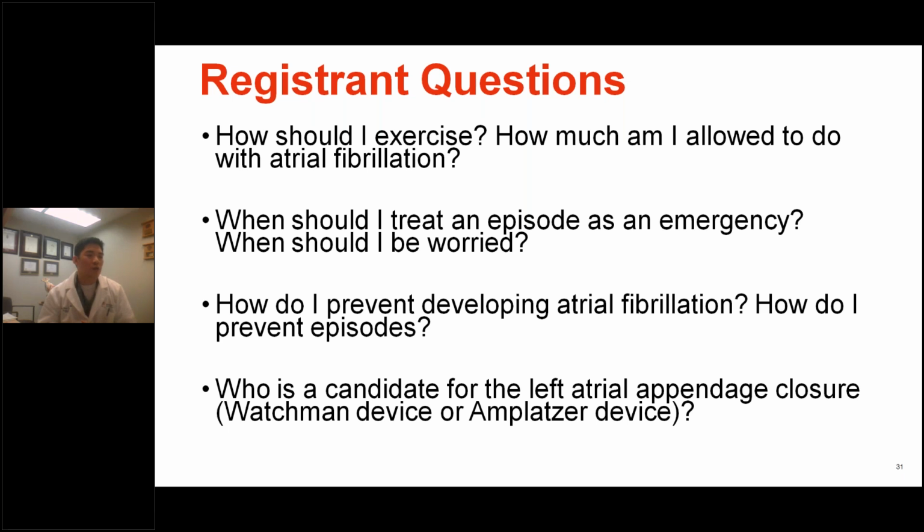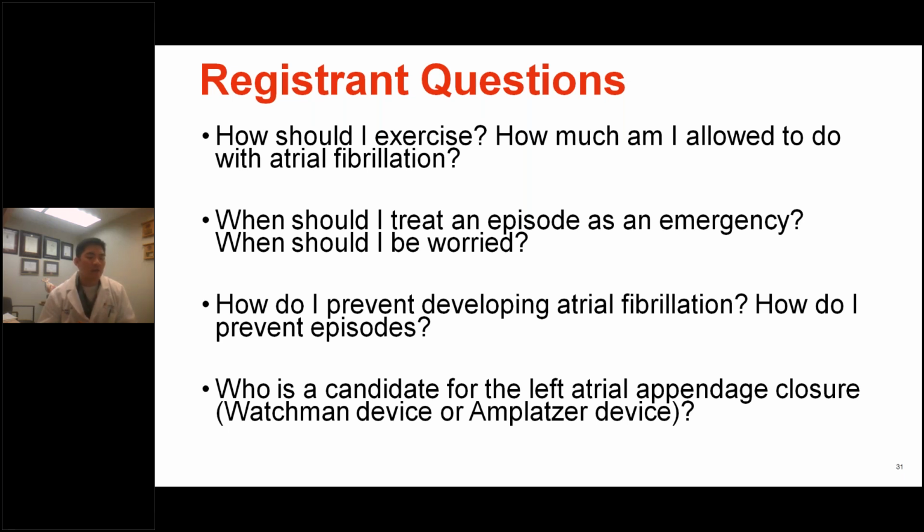Finally, there was a question about who is a candidate for a Watchman device or an Amplatzer device. These are the devices that can reduce your risk of stroke if you have atrial fibrillation. In Canada, these two devices have been approved. The main candidates for these devices are people who are supposed to be on a blood thinner, but aren't allowed to be on a blood thinner.